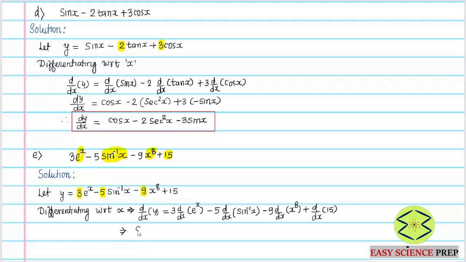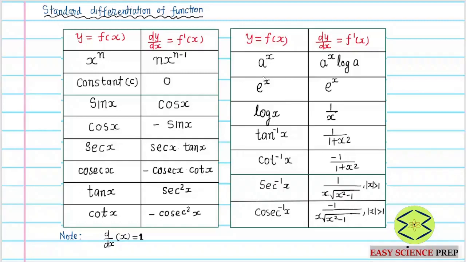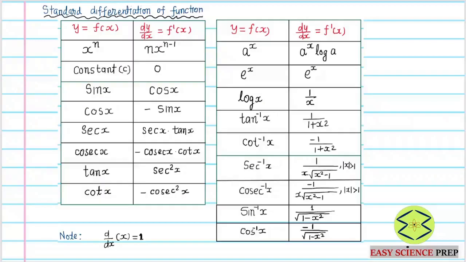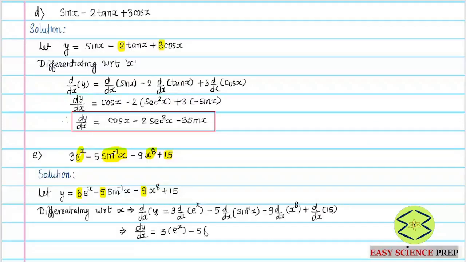So this is going to be dy over dx. Now 3 as it is. Now derivative of e raised to x, an exponential function. Let us refer to the table. Differentiation of e raised to x is e raised to x itself, so I'll write down e raised to x as it is, no changes. Minus 5 constant. Now differentiation of sine inverse of x. We have the standard result for it. You can see here, derivative of sine inverse of x is 1 over square root of 1 minus x square. You can put that value here.